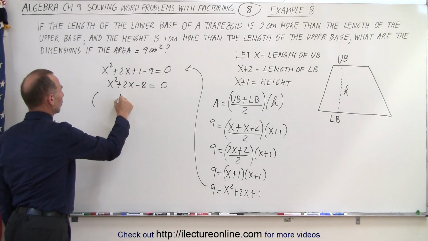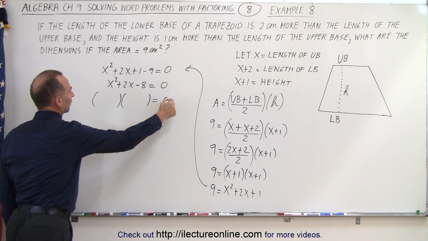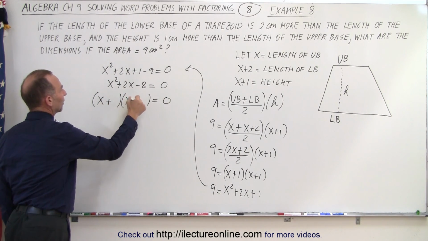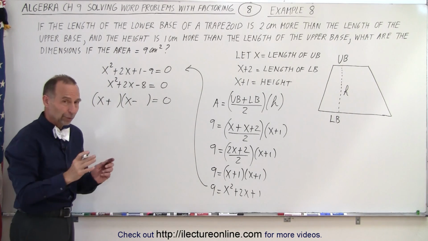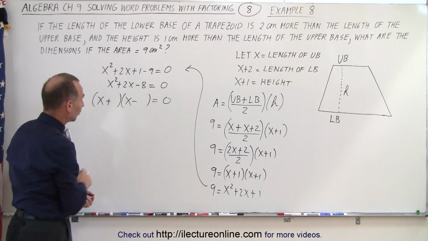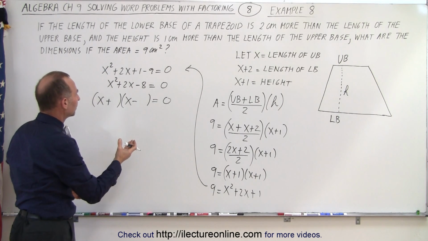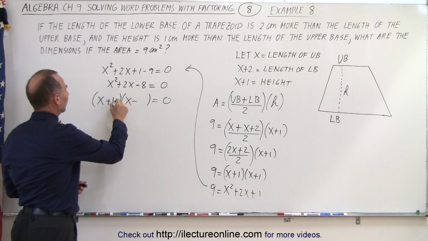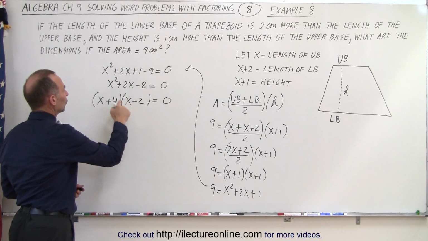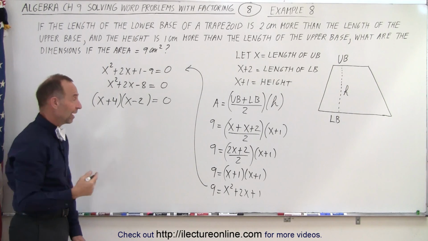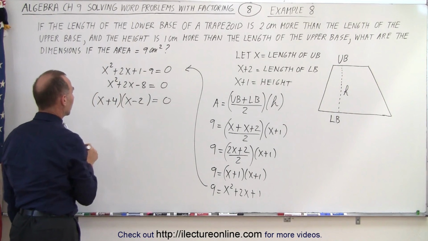So we end up with two binomials multiplied together. We need an x and an x, and the signs will be positive and negative because the last term is negative. You can only get a negative term when you multiply when one is positive and one is negative. When we add, one is 2 bigger than the other, so it looks like a positive 4 and negative 2, because negative 2 times 4 is negative 8 and 4 minus 2 is 2. So that is the factored form of that quadratic equation.